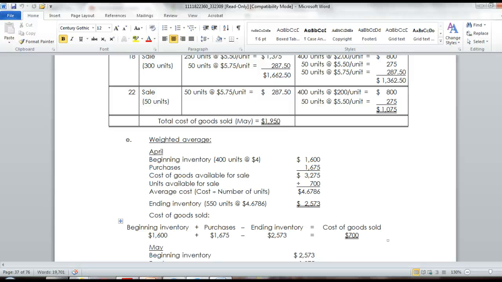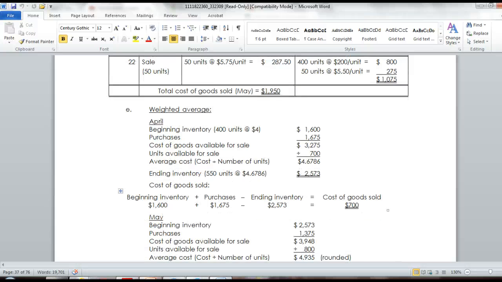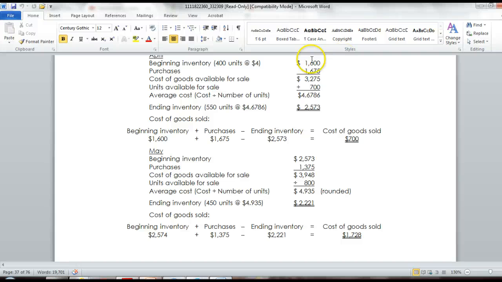So we know our ending inventory is what we're going to begin May with. So we start May with our 2,573. We're going to adjust to a new inventory weighted average. We take our purchases and we show our 3948 divided by our total units available in May, 800 units, gives us a new average cost of $4.935. So again, our ending inventory and our cost of goods sold will be determined by taking that weighted average of 4.935.